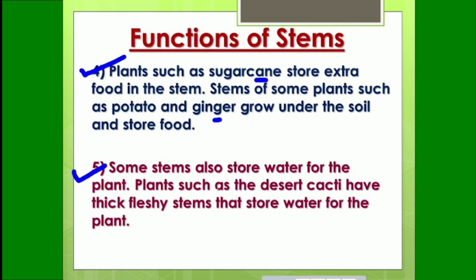And the next one is that some stems also store water for the plant. Desert plants, that is cacti, have very thick, fleshy stems and they store water for the plant. As you know, in the desert there is less water. So such types of plants grow in the deserts. They store water in that stem, and whenever it is required, they provide that water to that plant part. So my dear students, these are the 5 different functions of stems you have to remember.